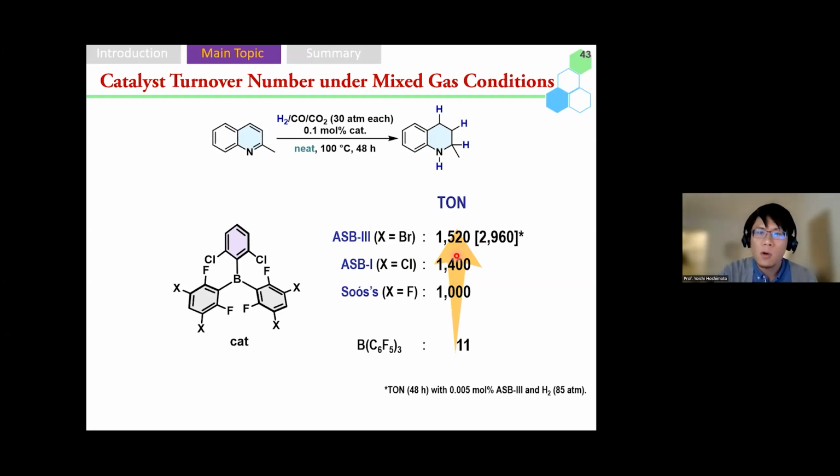Interestingly, the LUMO energy levels of these boranes are nearly identical. Thus, these results should be caused by the steric factors of the meta-substituent. Moreover, in the presence of 0.005% bromine-substituted borane and purified hydrogen, TON reaches nearly 3,000, showing the high potential of main group elements as hydrogenation catalysts.